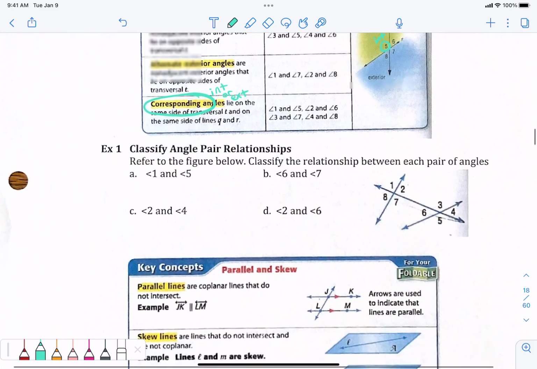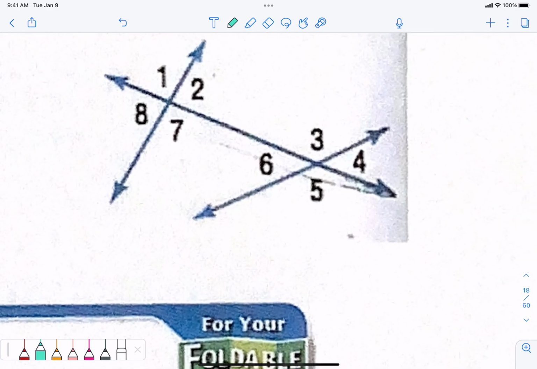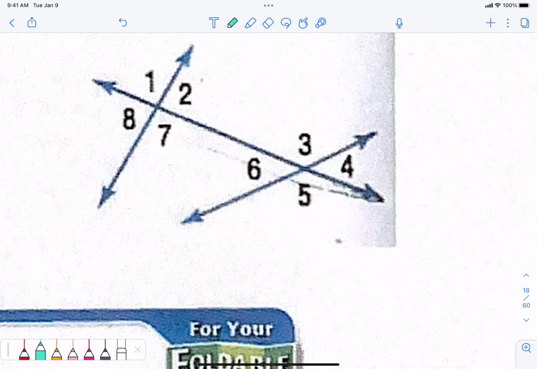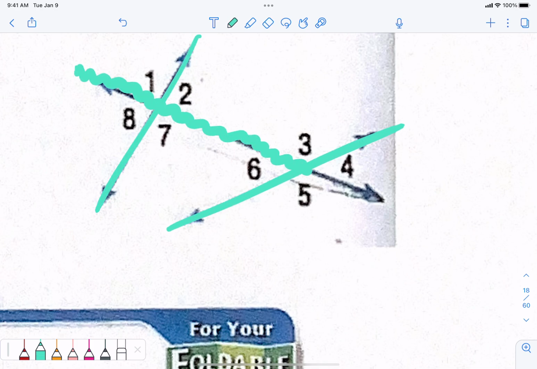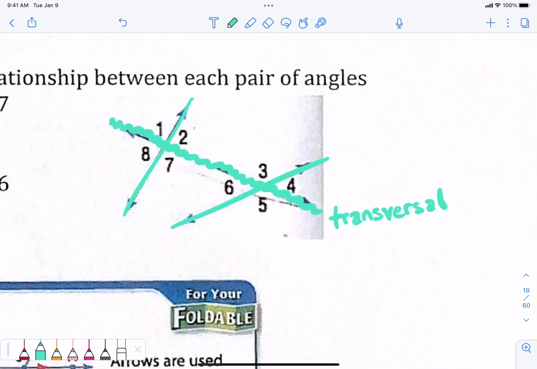Okay. So most of your homework assignment looks like this, where they're saying these are my 2 things. What is their relationship? So let's go over here. My 2 lines that are parallel, or my Billy and my Carter, are this one and this one, right? This guy right here, what's he called again? Transversal. This is my transversal.